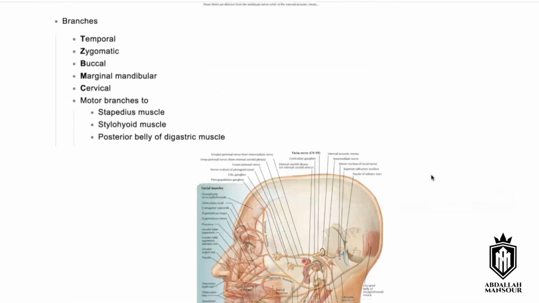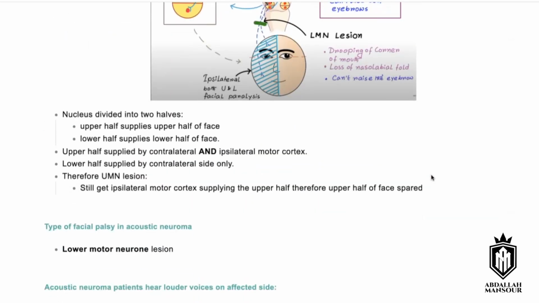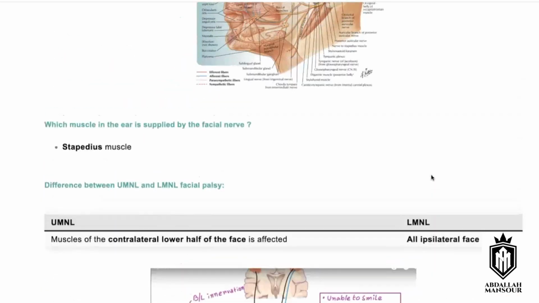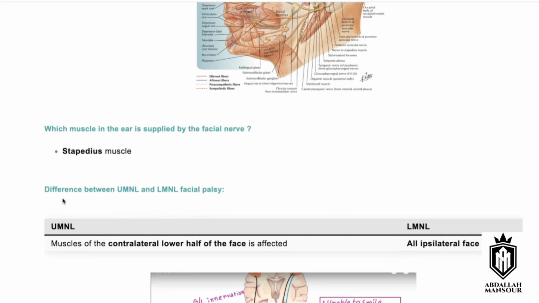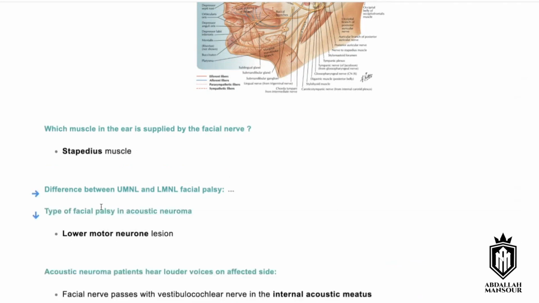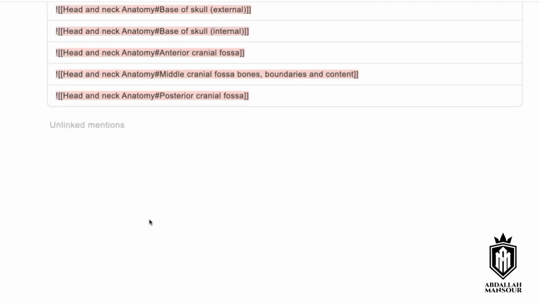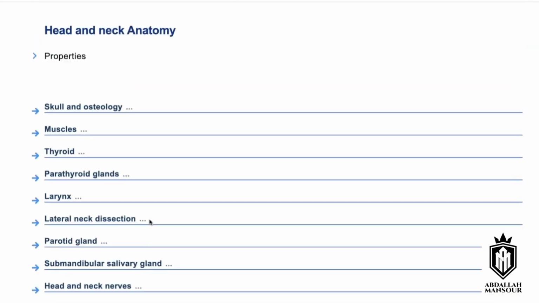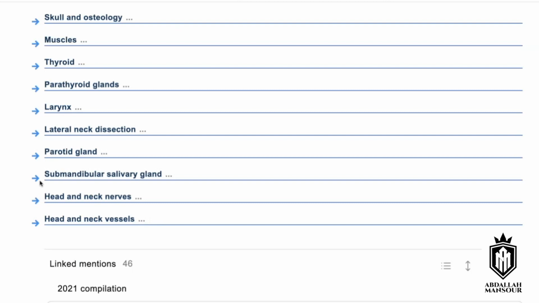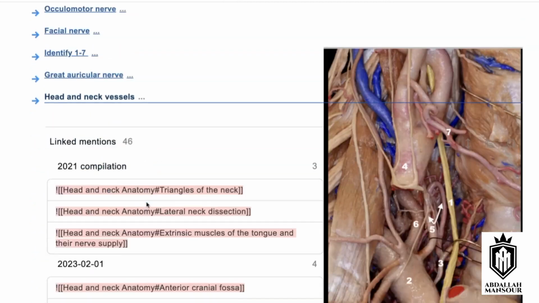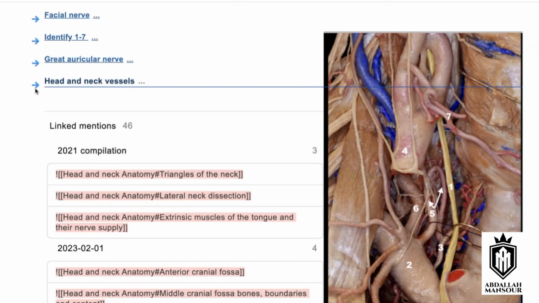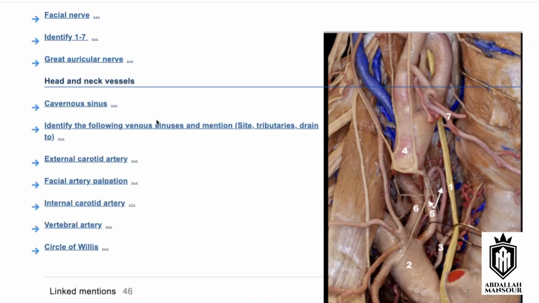Just skimming through really, because we need to move into what's the difference between an upper motor neuron and lower motor neuron facial nerve palsy? If there's an upper motor neuron palsy, the contralateral lower half of the face is affected, and in case of lower motor neuron palsy, the ipsilateral half of the face is affected.